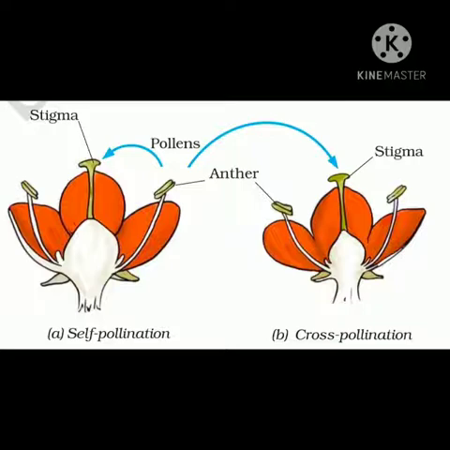Now, what is cross-pollination? Cross-pollination is the transfer of the pollen grains from the anther of a flower to the stigma of another flower of the same kind, or another plant of the same kind. Cross-pollination takes place in both bisexual as well as unisexual plants. So this is about self and cross-pollination.